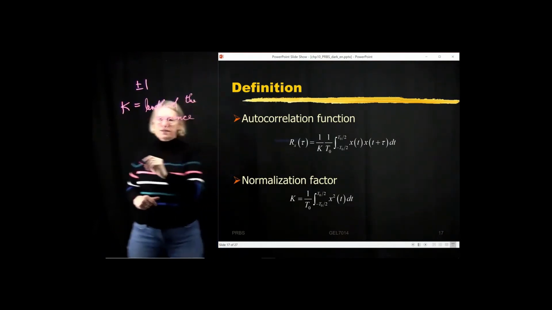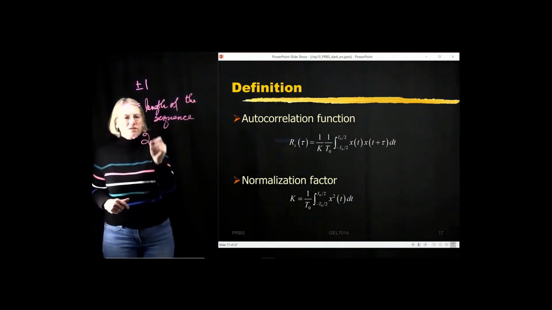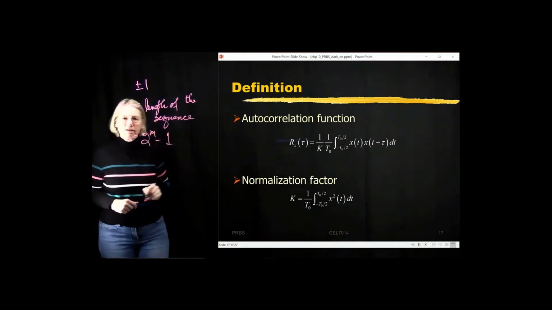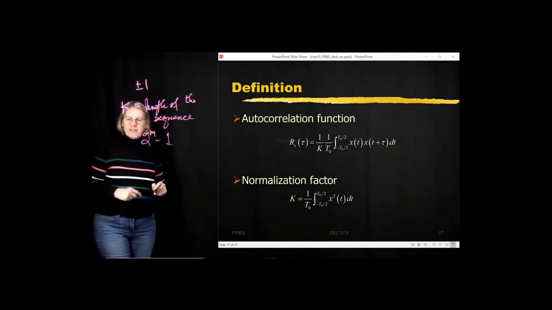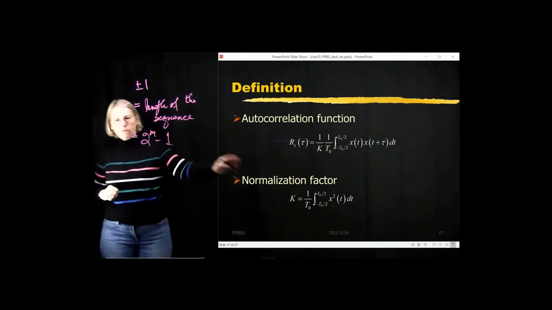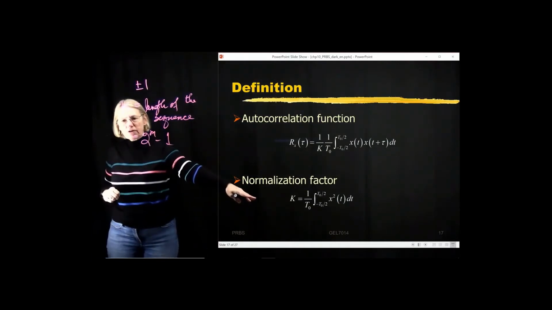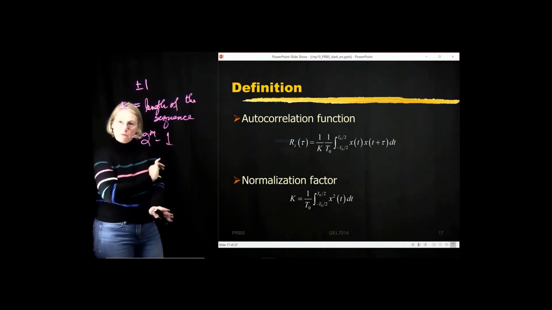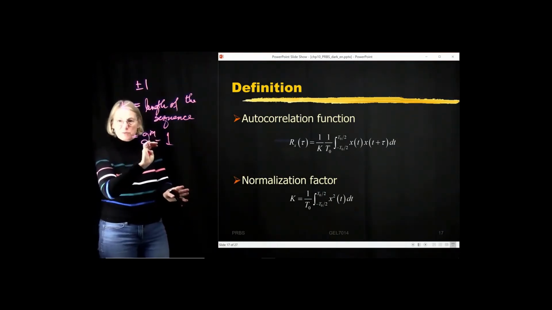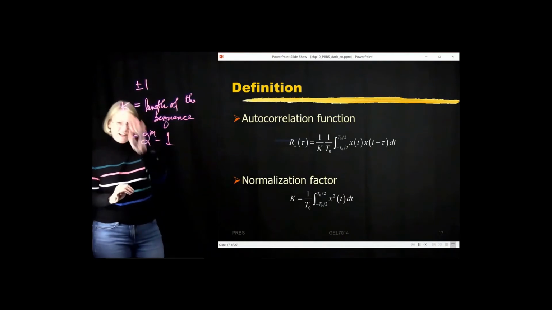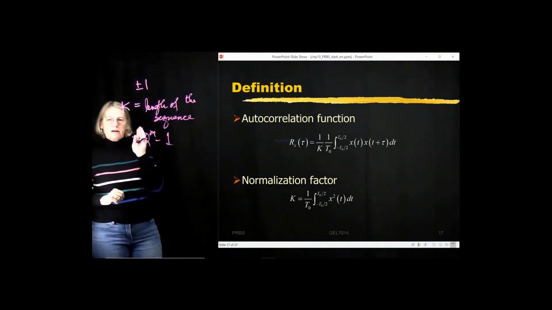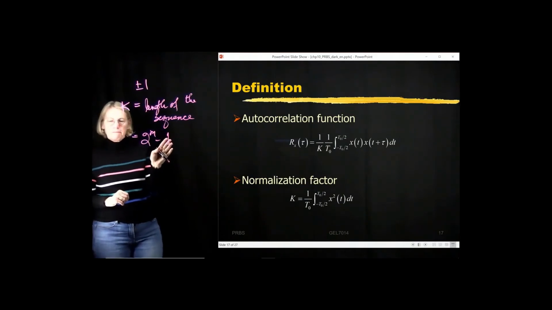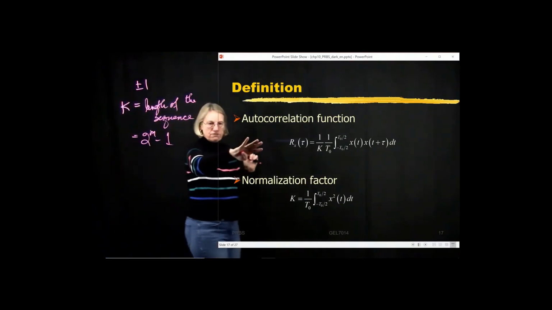Because the sequence is of length 2^m minus 1, I'll have either plus 1 or minus 1. And when I do the autocorrelation, exactly aligned, the 1s will multiply 1s, the minus 1s will multiply minus 1s, everything will be perfect, and I'll get this result. So now I'm going to use this to normalize my autocorrelation function.